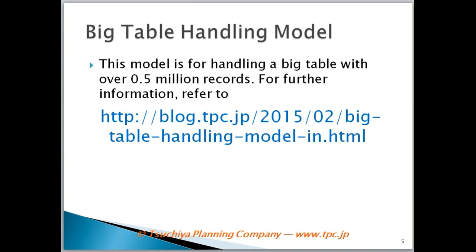In conclusion, the common model is okay for handling tables with several thousand records, but not okay for tables with 100,000 records. We suppose the improved common model should be used for over 30,000 records, and we recommend the big table handling model for over 500,000 records.